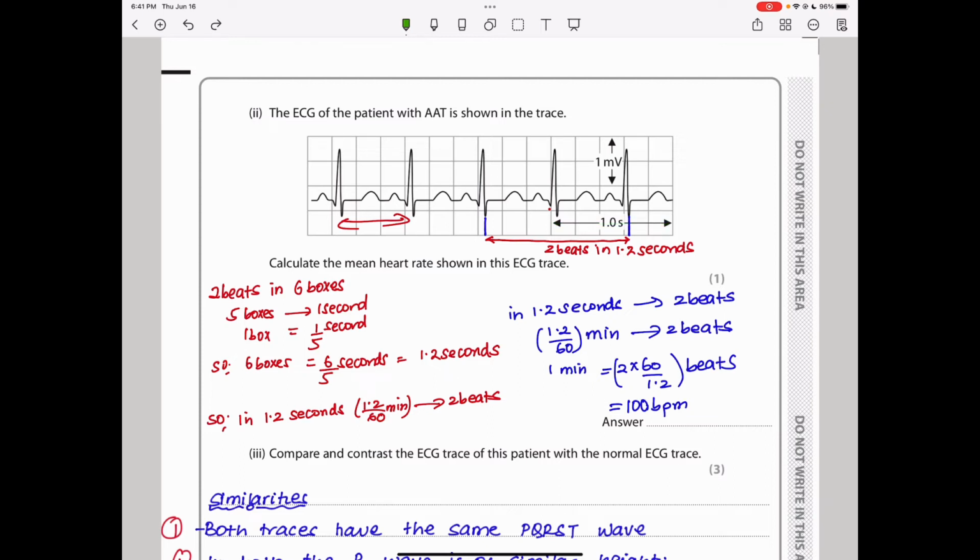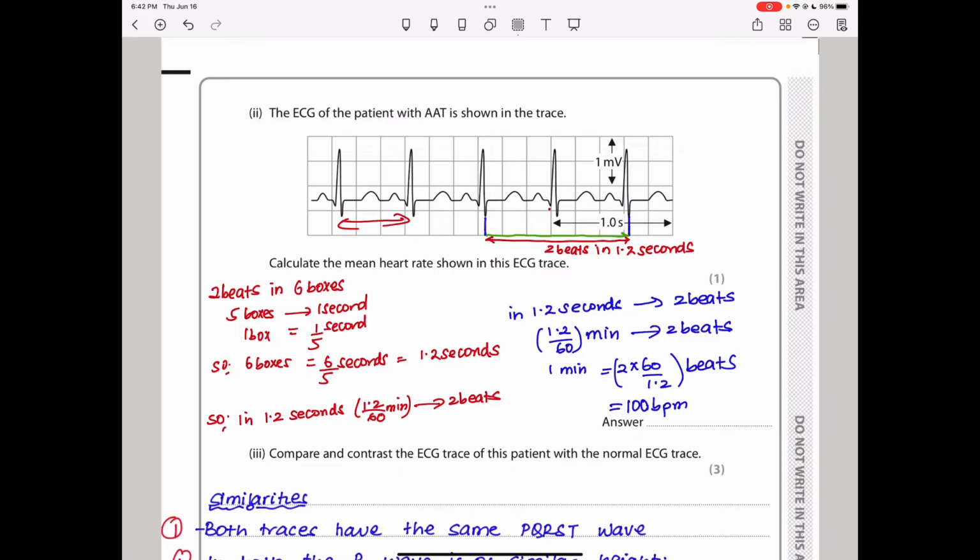So if you count how many boxes make 1 second, there is 1, 2, 3, 4, 5. So 5 boxes make 1 second. It means every small box is going to be, of course, 0.2 of a second. So to make my answer reliable, I used this gap here. You see this gap here. I checked the gap that corresponds to 2 complete beats.